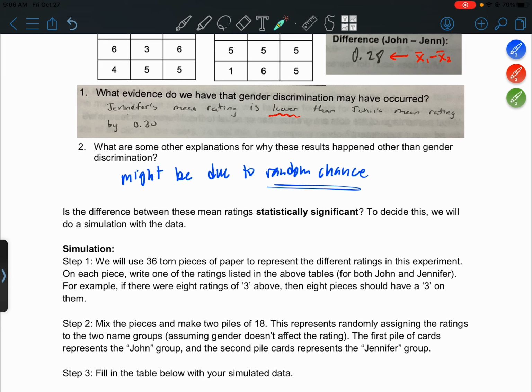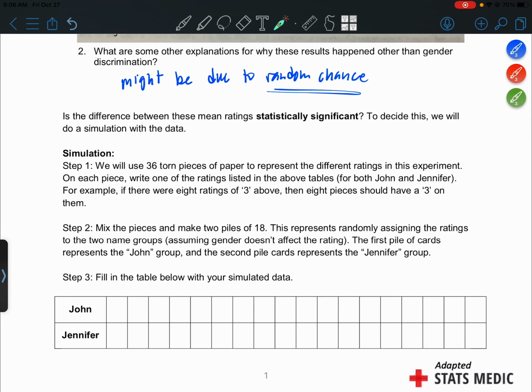So let's see what would happen if we just re-randomized all the numbers, right? Re-randomize all those scores. So we're writing them on paper, shuffling the papers, and then forming 2 piles. Okay. So this represents randomly reassigning the ratings to the 2 treatment groups. Again, I want to emphasize that this random reassigning represents our assumption that there's no gender discrimination and people were just going to give those scores no matter what.